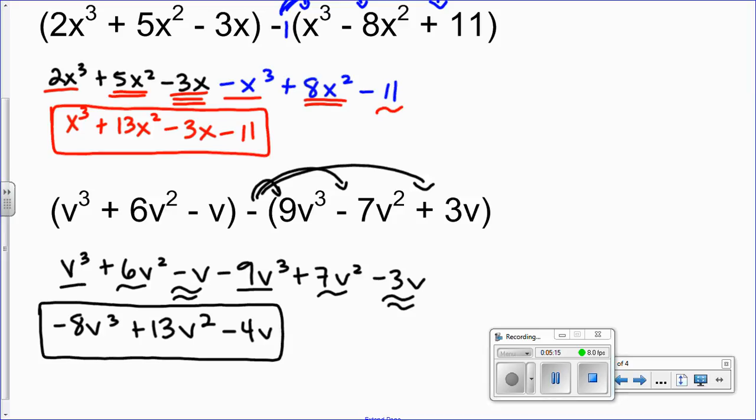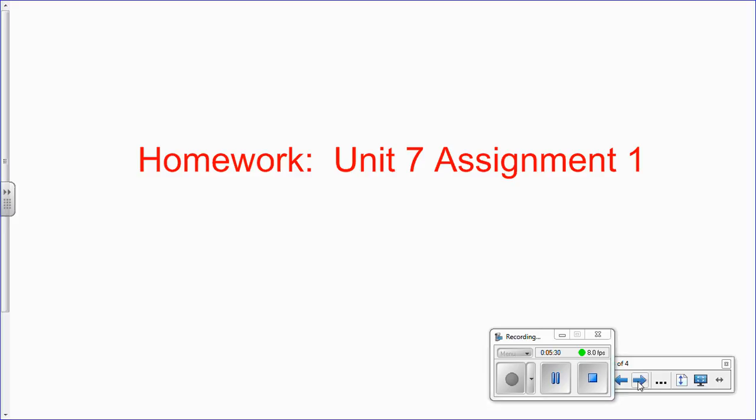Okay, that is all for this lesson. Just combining like terms. Just don't forget, if you're subtracting, you have to change the signs of every term to the right of that minus sign. You are ready to do Unit 7, Assignment 1.